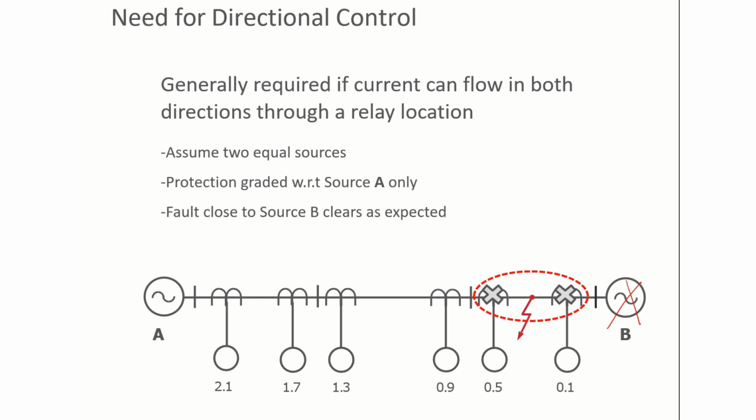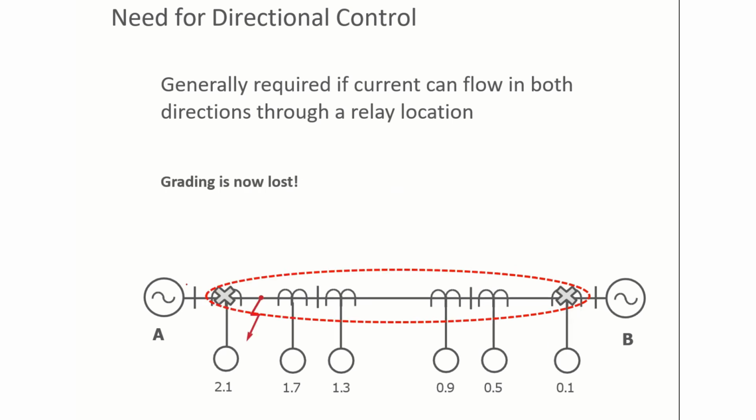Now consider a fault at this location. For this fault, this and this breaker will trip and the fault will be isolated. This is good as far as this particular fault is concerned. Now suppose the fault is at this location. For the fault at this location, what happens? Fault current will flow from this source like this, and also fault current will flow from this source like this. So this relay will see the fault current. All these relays will see the fault current.